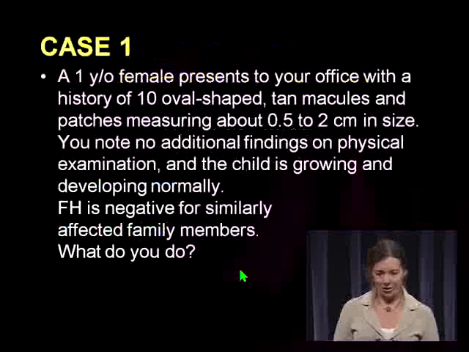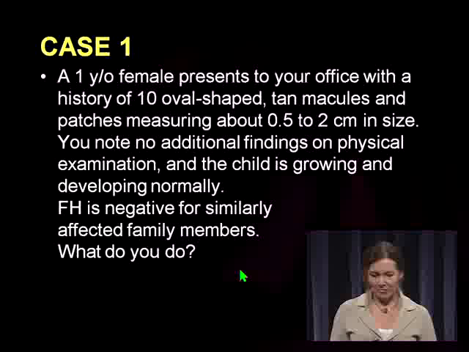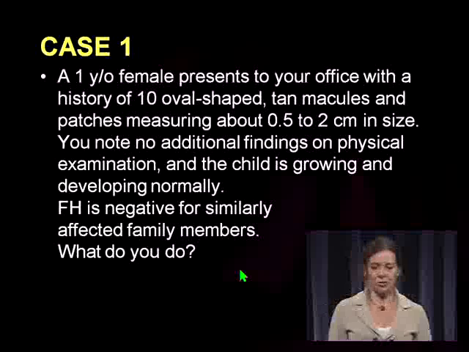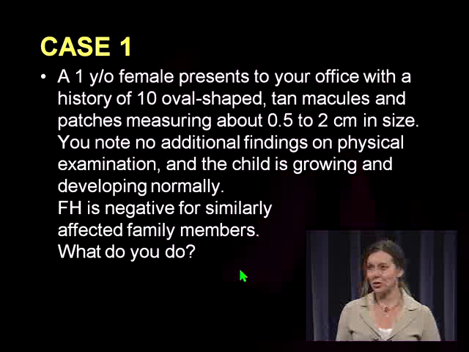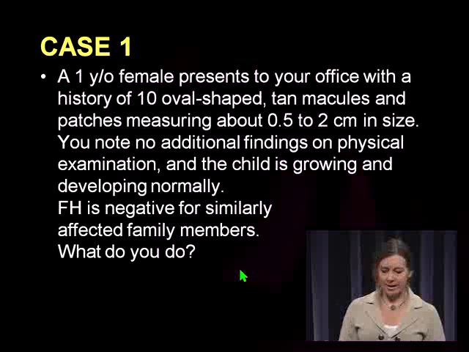I have a few cases for you, and then we'll have some discussion after each case. So the first case is a 1-year-old female who presents to your office with a history of 10 oval-shaped tan macules and patches that measure about 0.5 to 2 centimeters in size. You note no additional findings on physical examination, and the child is growing and developing normally. The family history is negative for similarly affected family members.